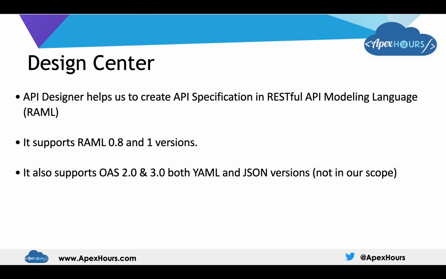And it also supports OAS 2.0 and 3.0 versions, both YAML and JSON. People who are from other backgrounds like Java must be familiar with OAS. OAS is where you write the API specification in YAML and JSON type. But RAML is kind of an advanced version of YAML. It looks like a YAML type.